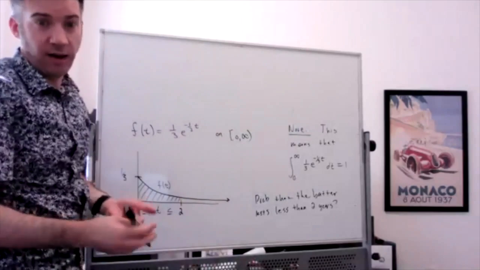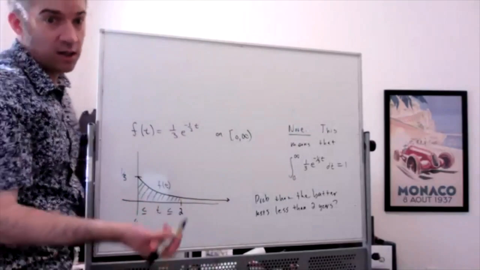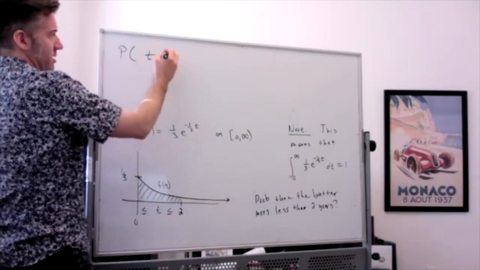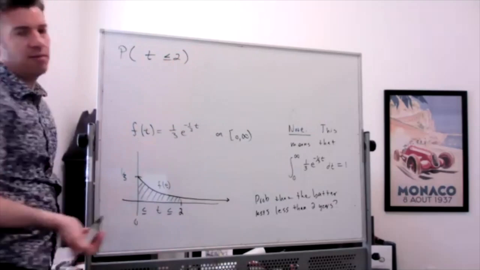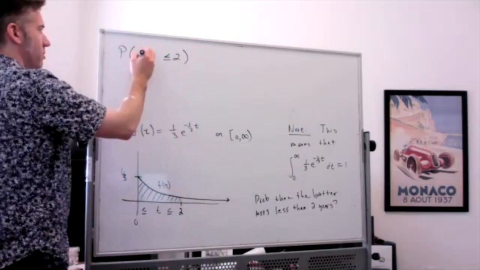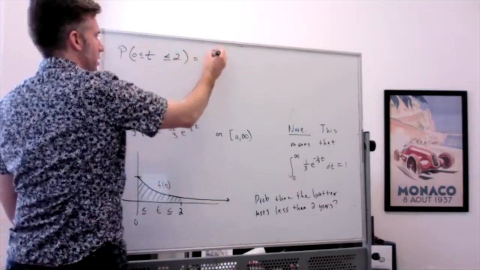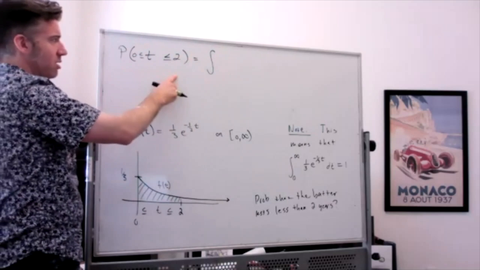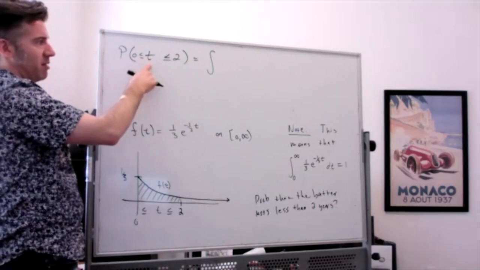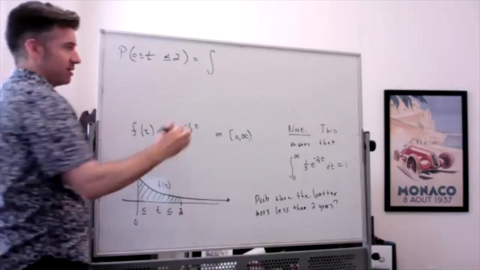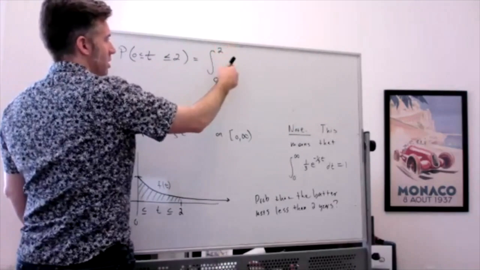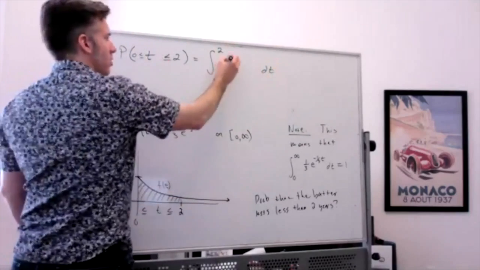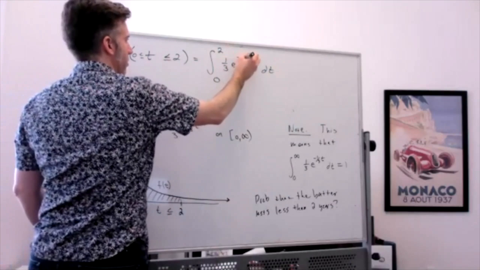So the probability that the battery lasts less than or equal to 2 years is going to be... The time it lasts is less than or equal to 2 and greater than or equal to 0, since we have to start at 0. That's going to be equal to the integral. This is pretty typical notation: you're trying to find the probability that the time it lasts is between 0 and 2. That's the integral from 0 to 2 of your PDF, which again is 1/3 e to the negative 1/3 t.